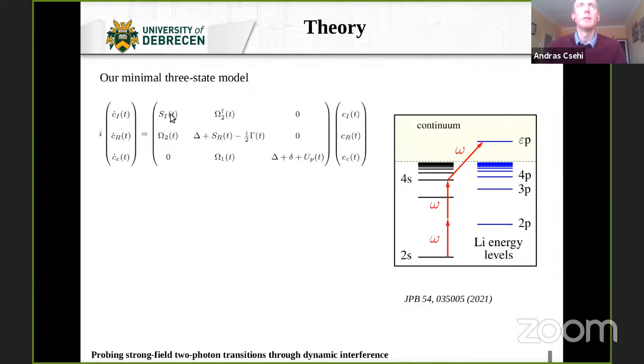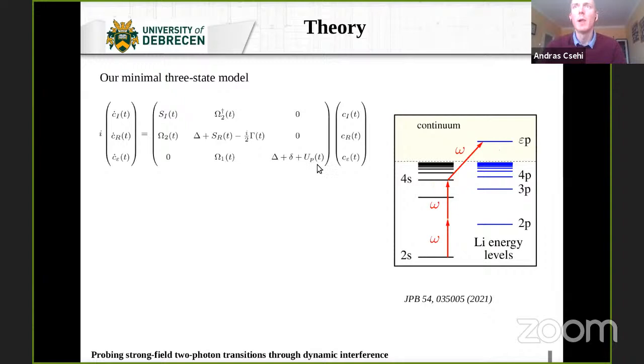And in the matrix, we have the dynamic Stark shifts of the individual levels, which are time dependent, and we have the two photon Rabi frequency, the one photon Rabi frequency coupling to the continuum, and also the detuning. The delta is the two photon detuning, kept zero in our study, and small delta is the one photon detuning in the continuum, and this UP is an important quantity, the ponderomotive shift of the continuum. This has been debated before, whether it is important or not. We will show its impact.